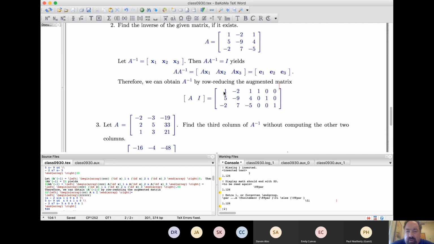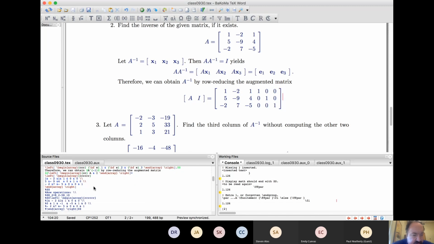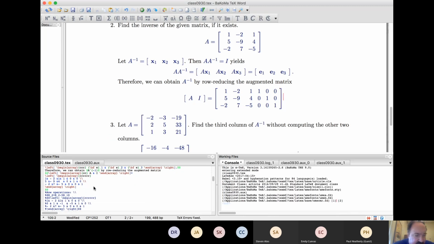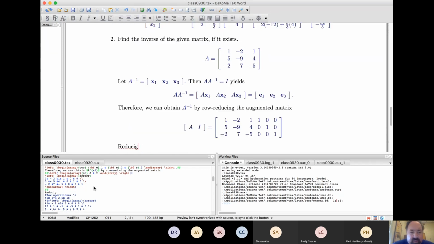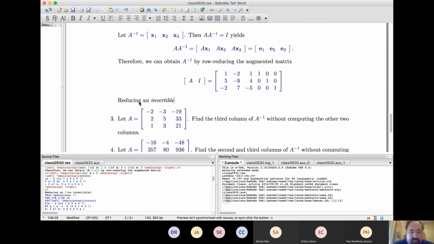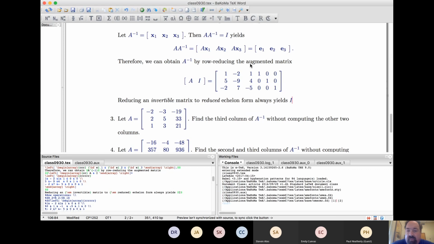And if I were to perform whatever row operations I needed to reduce the left side, that's A, to reduced echelon form, well, anytime you reduce an invertible matrix to reduced echelon form, and I'll make a note of that here, invertible matrix to reduced echelon form always gives you, as a result, the identity matrix. So if I get reduced echelon over here, it will be identity.